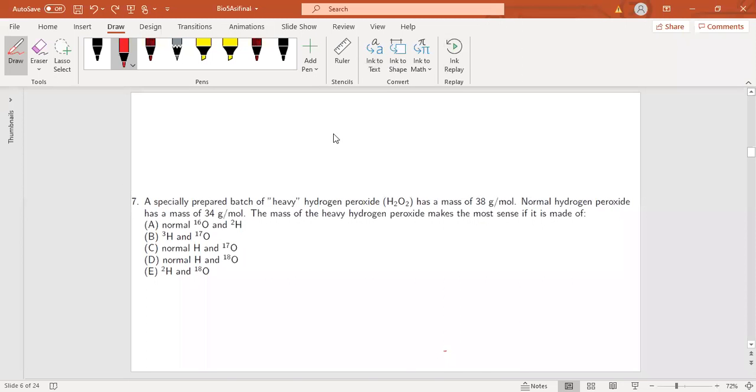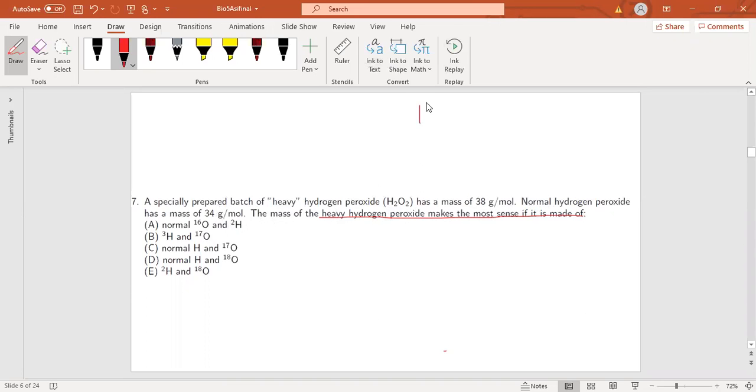So number 7 is asking that a specially prepared batch of heavy hydrogen peroxide has a mass of 38 grams per mole. Normal hydrogen peroxide has a mass of 34 grams per mole. The mass of heavy hydrogen peroxide makes most sense if it is made of. So in this case, we're gonna take each hydrogen, each oxygen, and see which heavy atom combo comes out to be 38 grams per mole.